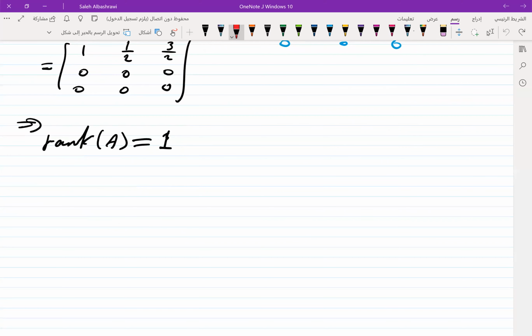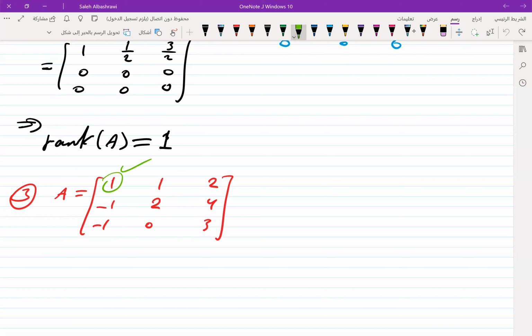One more example, number 3. Let A equal to 1 1 2, minus 1 2 and 4, minus 1 0 and 3. Convert this, or reduce it, to echelon form. Let's find the equivalent matrix for this A in row echelon form.